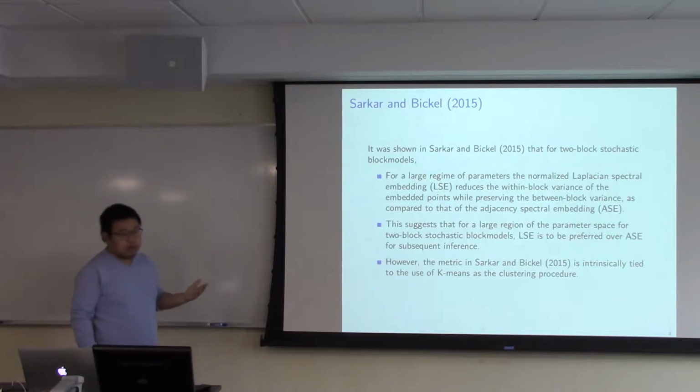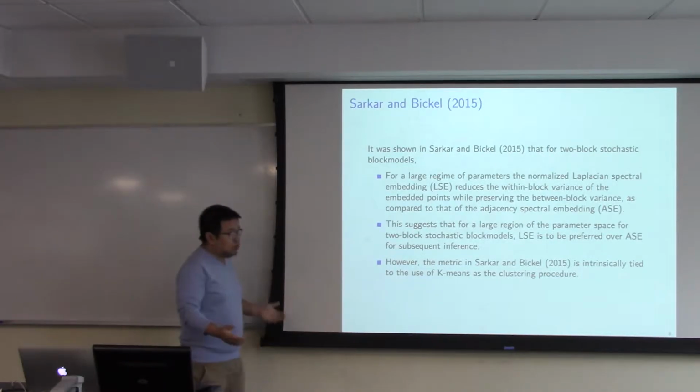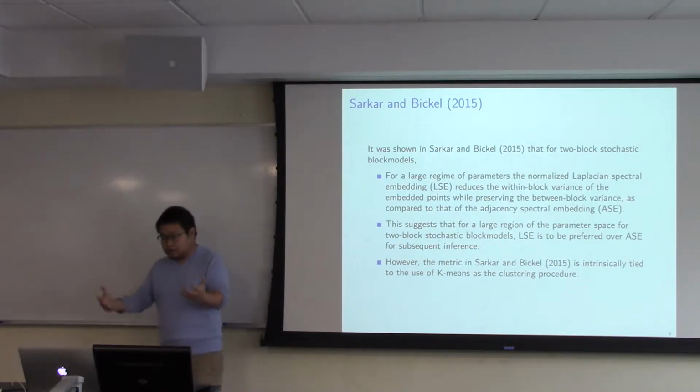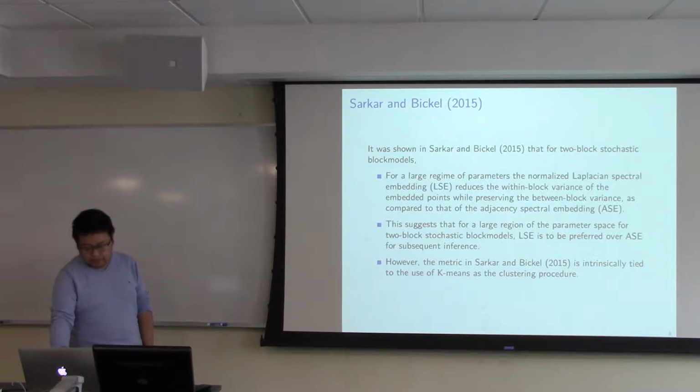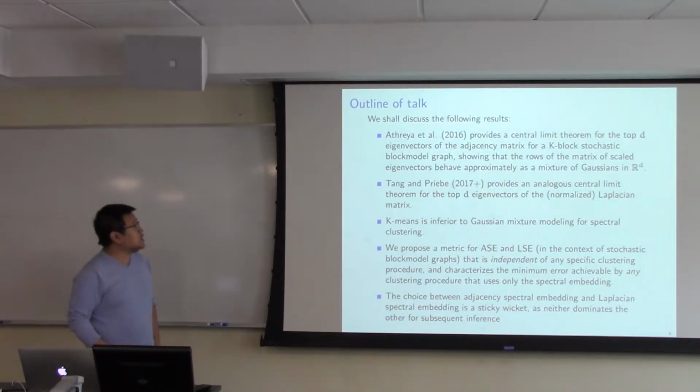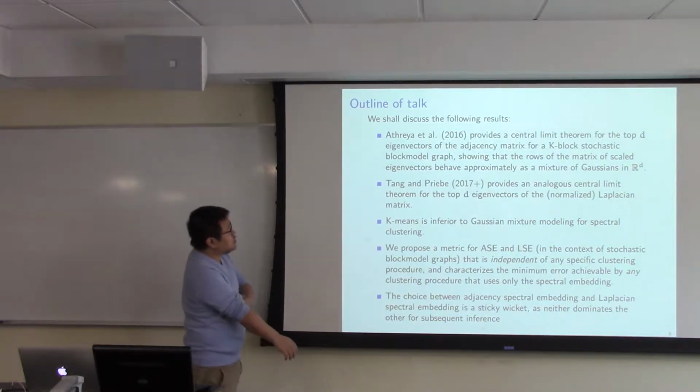As clustering procedure. And what k-means of some property, we know that it may not be always optimal unless the clusters are spherically Gaussian, which turns out to be not the case. So the outline of this talk is that we will address the following results.